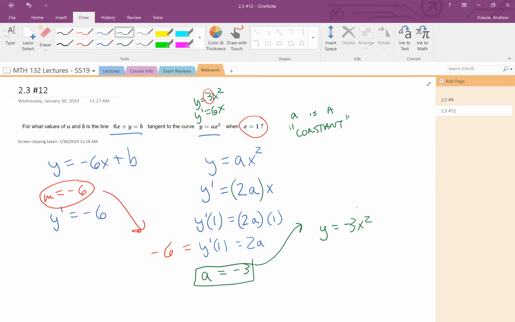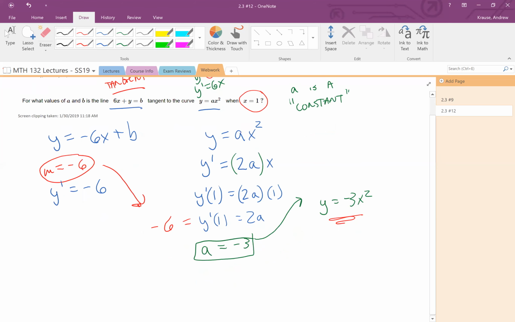Okay, now that's almost there. What we just got is that the slopes will be the same at x equals 1, but now the tangent line also has to touch that original function. So the tangent line, this is a tangent here, this negative 6x plus b needs to touch the y equals negative 3x squared right at x equals 1.